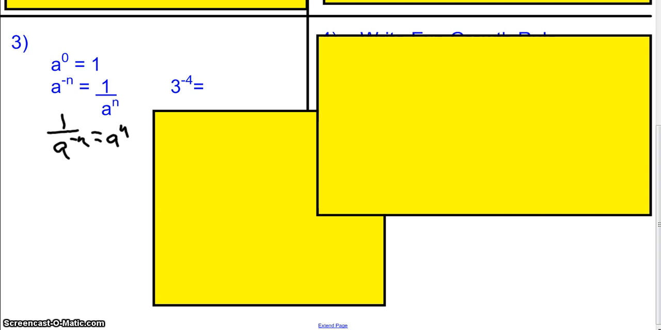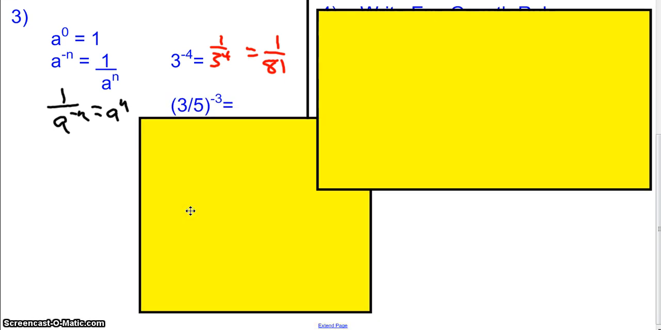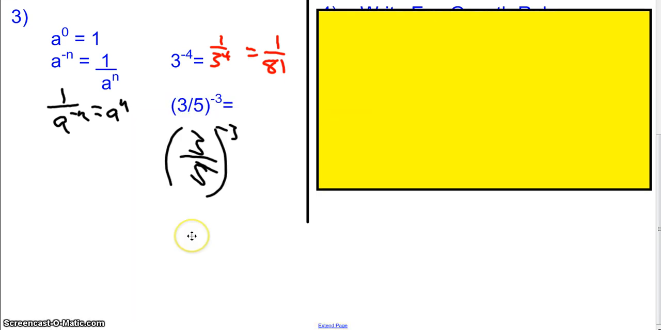Kate says 1 over 3 to the 4th. And 3 to the 4th is simply 3 times 3, which is what? 9. And then you have 2 9s, don't you? So 9 times 9 is 81. So 1 over 81.